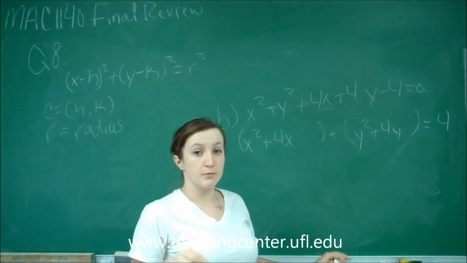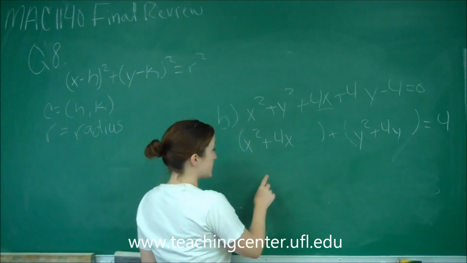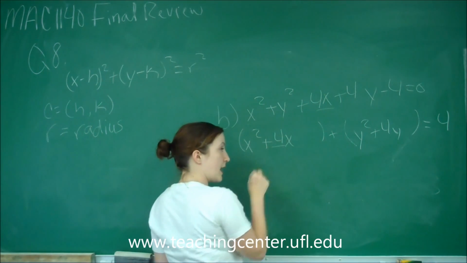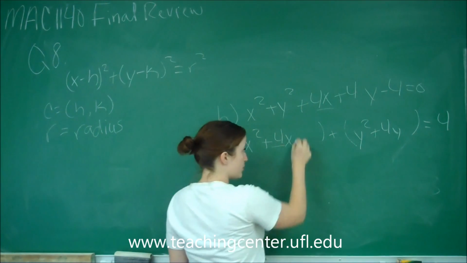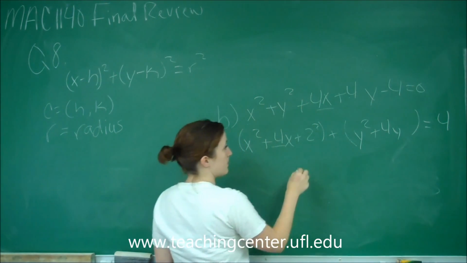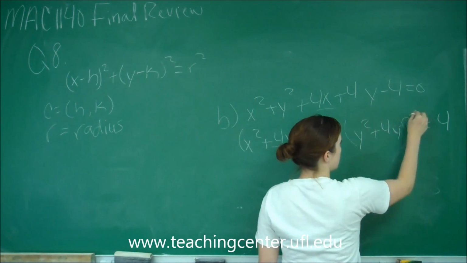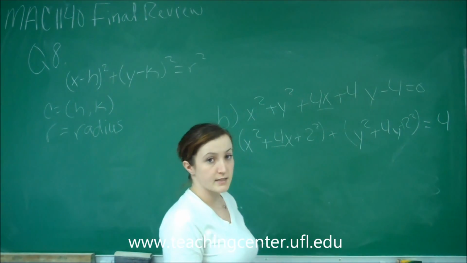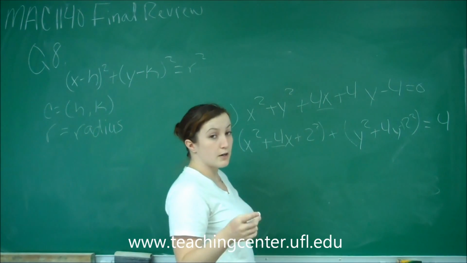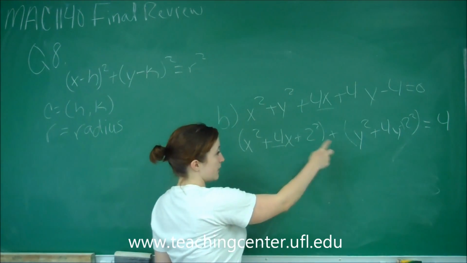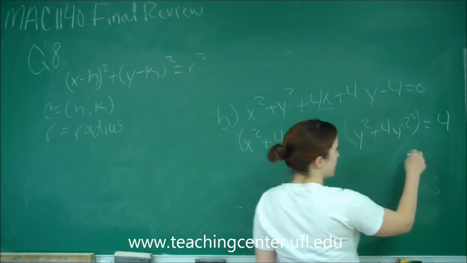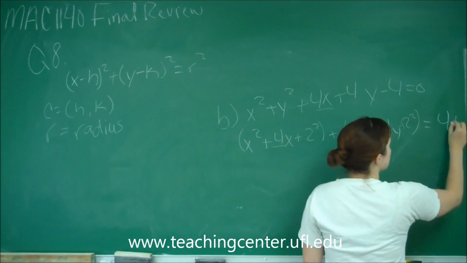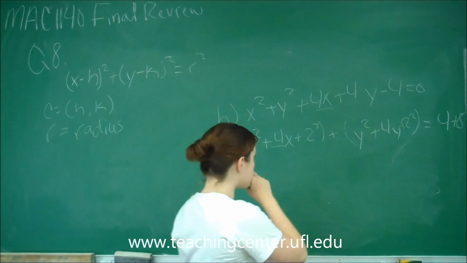Alright, so to complete the square now that we've got our groups, you take 1/2 of the middle term, so in our case, 1/2 of 4, which is 2, and you square it. But remember, we can't add something to one side and not add it to the other, because it'll change our equation. So if we're adding 2 squared and 2 squared to this side, we need to add that on the other side as well. 2 squared is 4, 2 of them is 8, so we need to add 8 to this side.